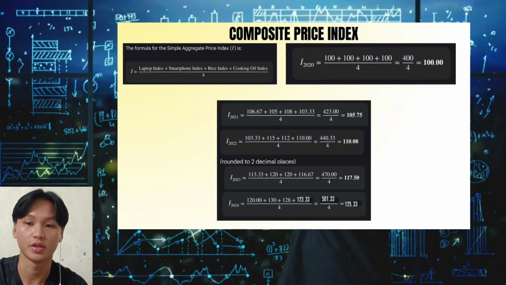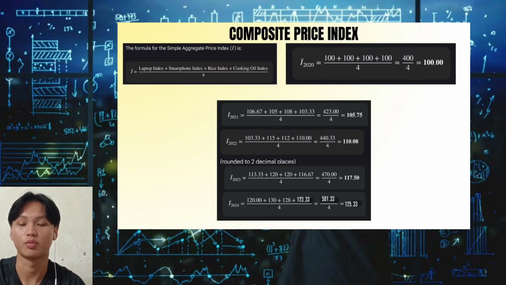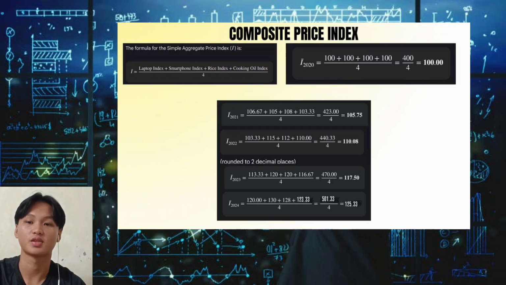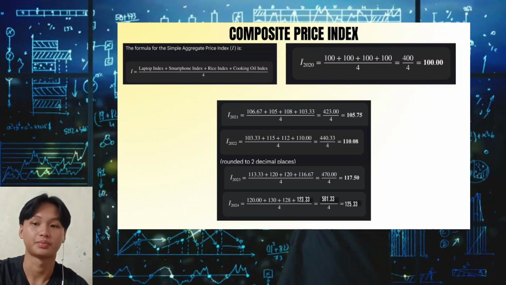In 2020 we got 100, 2021 we got 105.75, and in 2022 we got 110.8, in 2023 117.50, and in 2024 we got 125.33. So this means overall prices increased steadily each year.